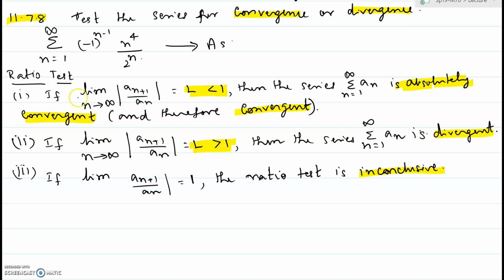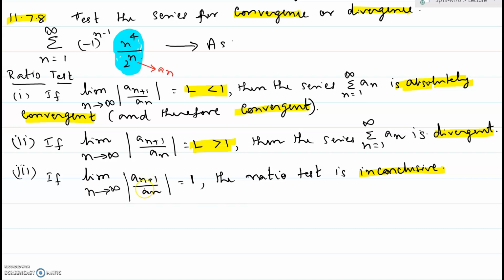The ratio test: if the limit as n approaching infinity of absolute an plus 1 over an is L, and if the limit is less than 1, then the series is absolutely convergent, and absolute convergence would mean convergence, and therefore it is convergent. If the limit is more than 1, then the series is divergent. If the limit is equal to 1, then the ratio test is inconclusive. In other words, no conclusion can be drawn about the convergence or divergence of the series.